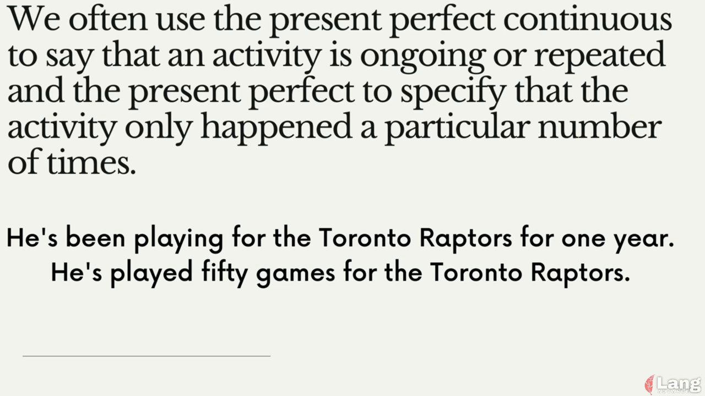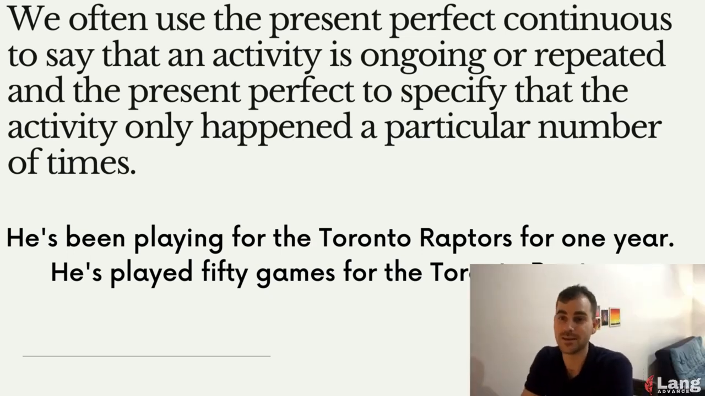In the first sentence, we use present perfect continuous because this activity is ongoing and repeated. In the second sentence, we use the present perfect because this activity has happened a specified particular number of times, 50 games. He's played 50 games for the Toronto Raptors. That's the end of the advanced rules for the present perfect continuous.